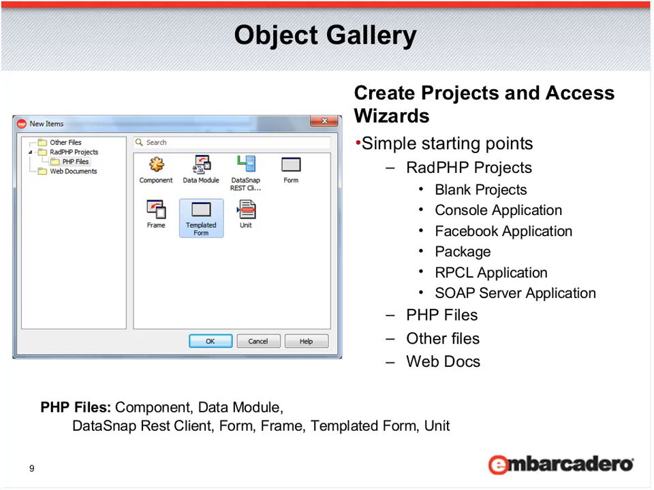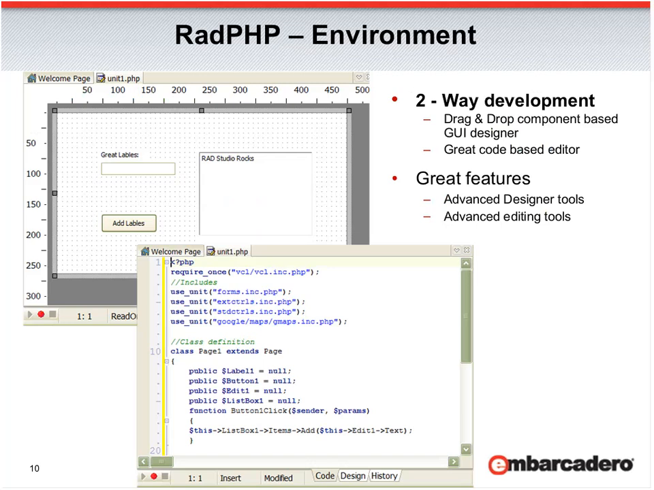Any PHP files, cascading style sheets, HTML documents, and templated forms, where you can have a separate template file that has all your HTML in addition to the components, are also available from the object gallery. We saw two-way development: we can drag and drop visual components onto the page, and as we drop them, it updates our PHP code. Any changes we make to the PHP code automatically update our design also. So it's full two-way visual development.